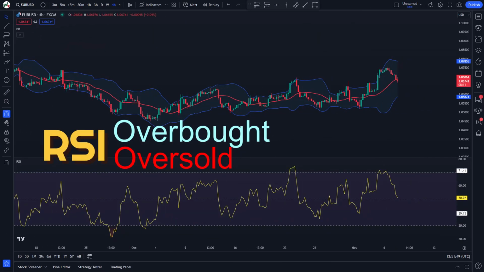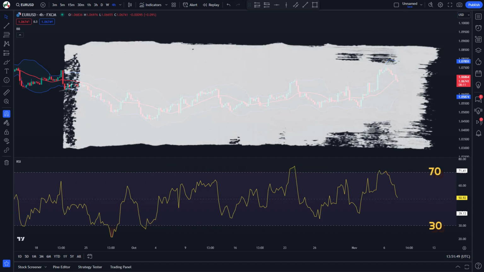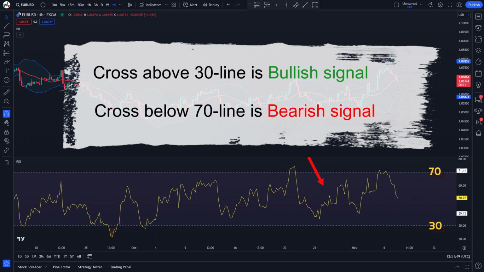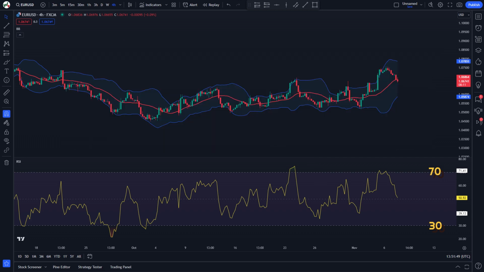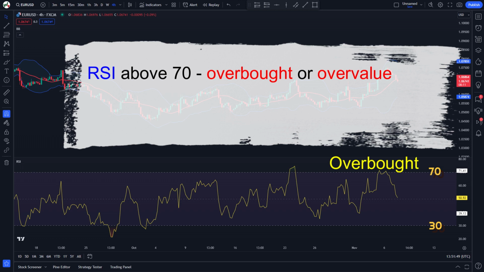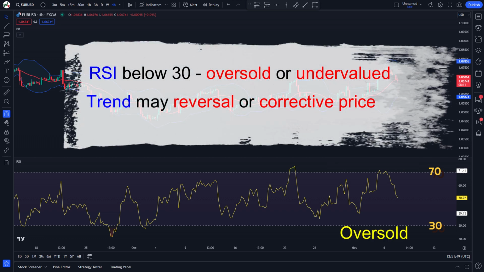RSI overbought or oversold. Generally, when the RSI indicator crosses above 30 on the RSI chart, it is a bullish sign. And when it crosses below 70, it is a bearish sign. Put another way, one can interpret that RSI values of 70 or above indicate that a security is becoming overbought or overvalued. It may be primed for a trend reversal or corrective price pullback. An RSI reading of 30 or below indicates an oversold or undervalued condition.